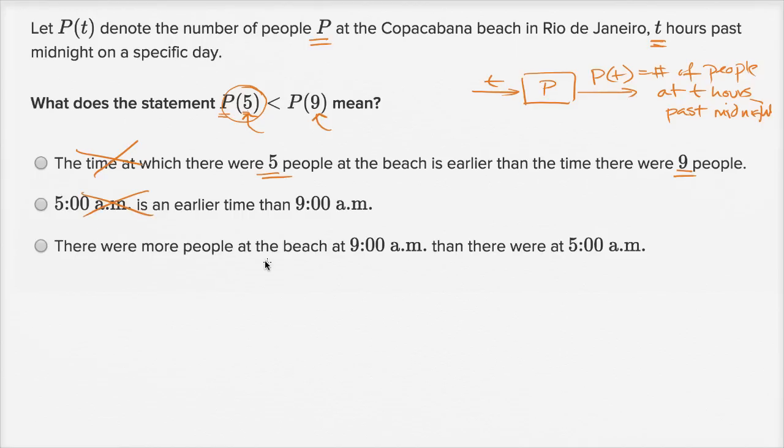There were more people at the beach at 9 a.m. than there were at 5 a.m. So to be clear, people at the beach at 9 a.m., that's right over here. Then there were at 5 a.m., well, that's right over there. And we see that this magenta quantity is indeed greater than this green quantity, or the green quantity is less than the magenta quantity. So we would definitely pick that one.